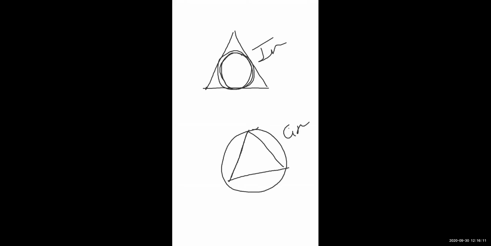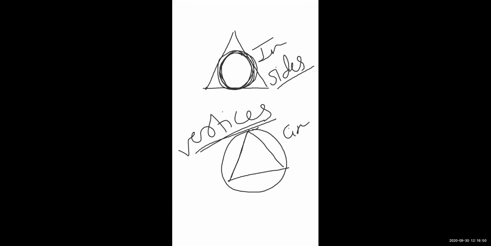You can see here the incircle touches the what? It touches the sides of the triangle. And the circumcircle touches the where? The edges. No, it's the vertices. Okay, vertices. So it touches the vertices, and the incircle touches the sides.